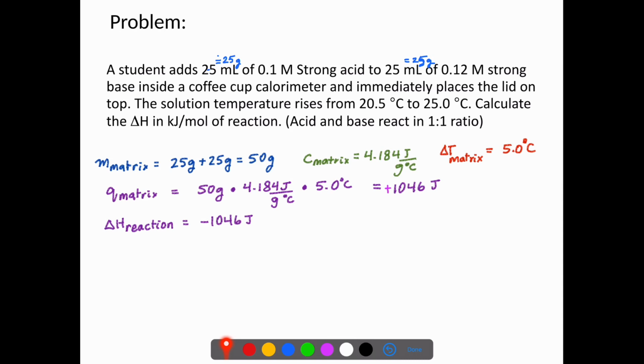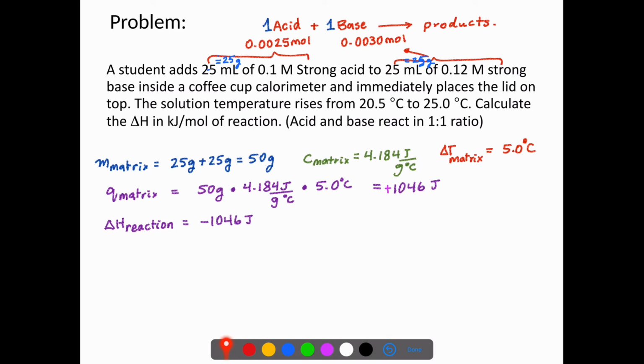So we need to look at what components are reacting. So if you look at the reaction, it's a 1-to-1 ratio. So I'm going to write it as 1 mole of acid plus 1 mole of base going to products. So we have some information about the acid, the volume and the molarity are given. So you can do volume in liters times the molarity, and that's going to give you moles. So it's basically 0.025 liters times 0.1 moles per liter, and that's going to give you moles of acid that you reacted. You can do the same thing for the base, and turns out you reacted 0.03 moles of the base.